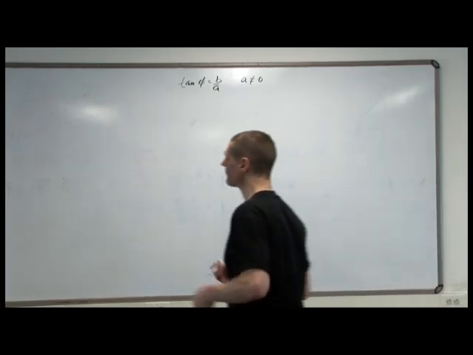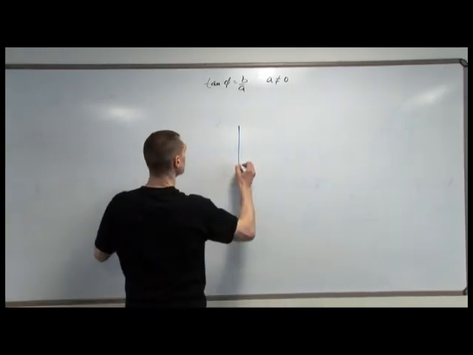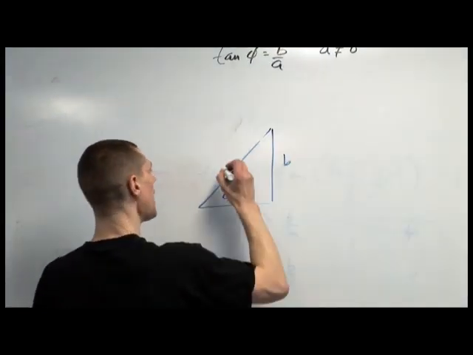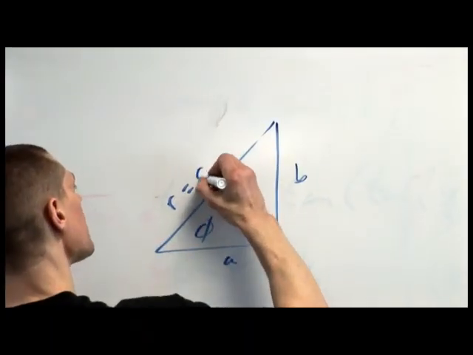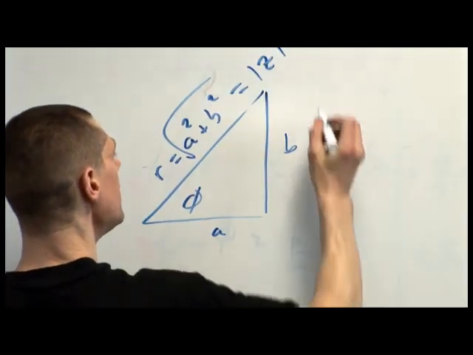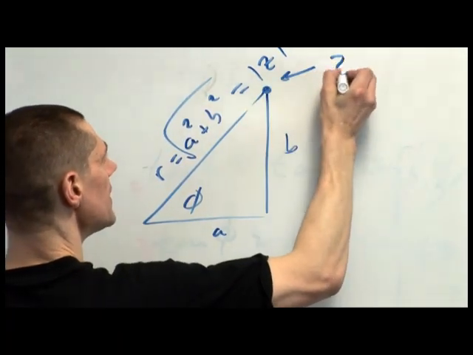So let's see here. Let's look at the picture. We know here's some theta. This is b, this is a, this is r, which is the square root of a squared plus b squared, which is also the norm of z. This is the point z, right?